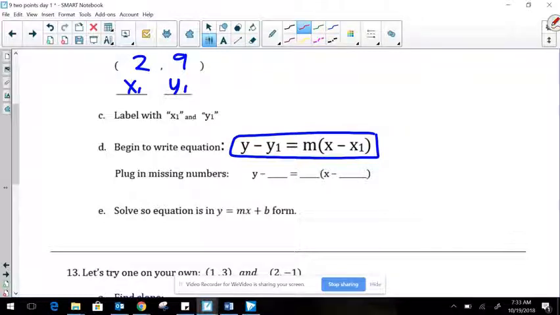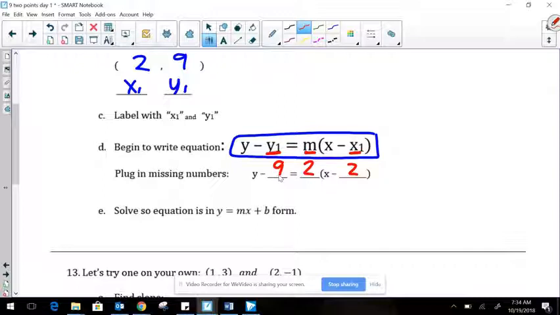So up above here, I just found my slope. I labeled my x1 and I labeled my y1 because I just picked one of the 2 points. You can pick either point. It's going to give you the same answer in the end. So let's plug in our missing numbers. My slope, I found that was 2. That was part A. Now I have my x1 here. That's 2. So x minus 2. My y1 is 9, so I'm going to plug that in here. y minus 9.